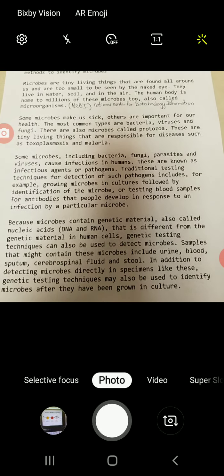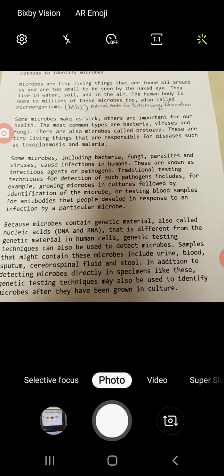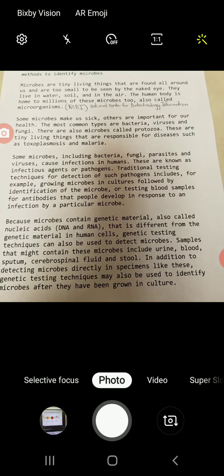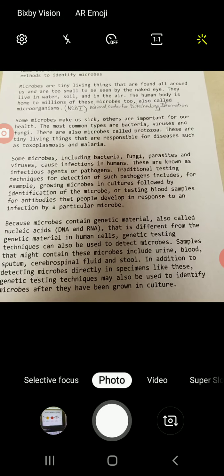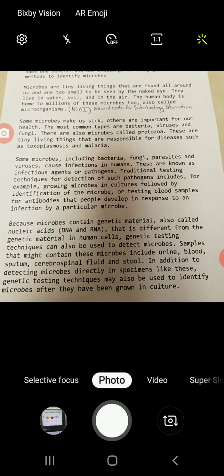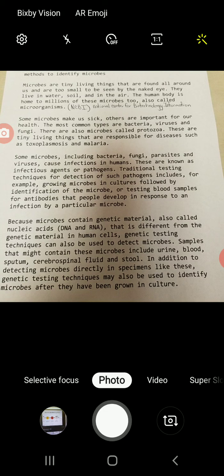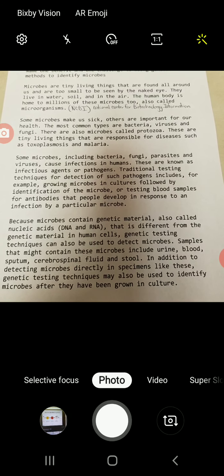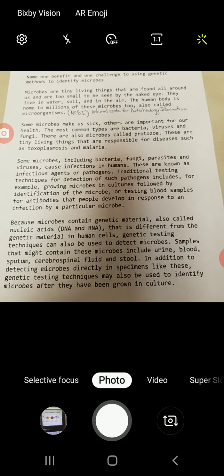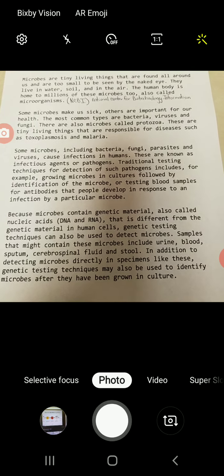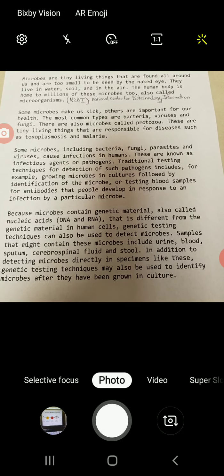So some microbes make us sick. Others are important for our health. The most common types are bacteria, viruses, and fungi. There are also microbes called protozoa. They are tiny little things that are responsible for diseases such as toxoplasmosis and malaria. So some microbes, including bacteria, fungi, parasites, and viruses, cause infections in humans.